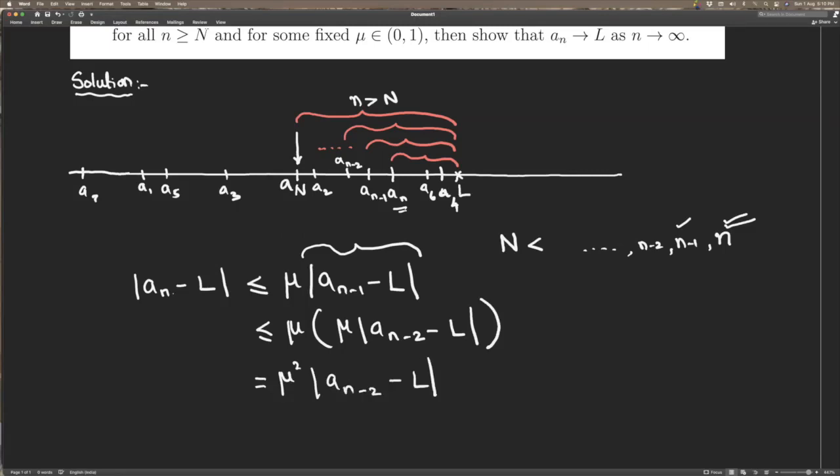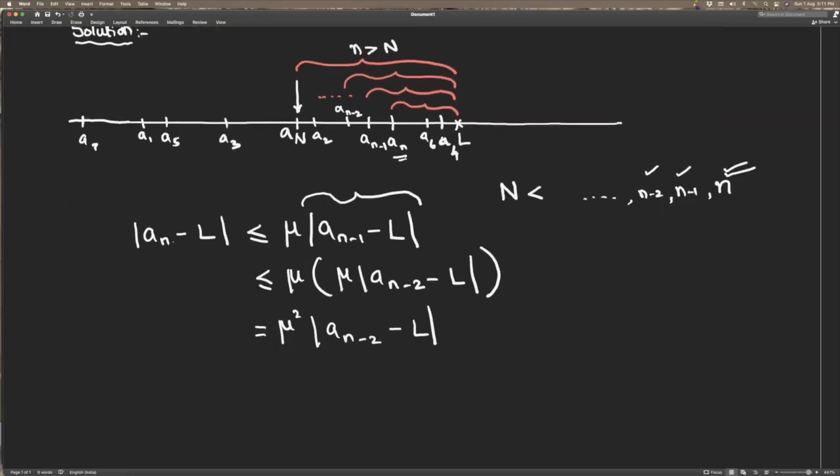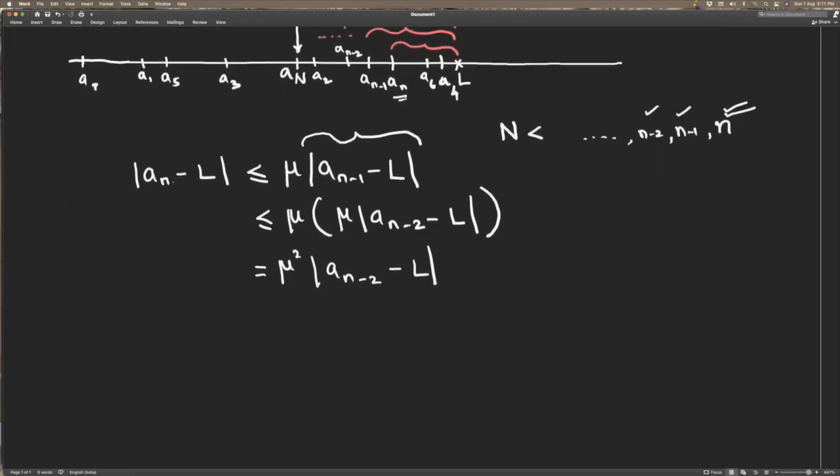Now, n minus 2 is also greater than capital N. Therefore, a_(n-2) also obeys this condition. So apply the same condition by replacing n by n minus 2, and that gives you, this is less than or equal to mu cube into mod a_(n-3) minus L, right?